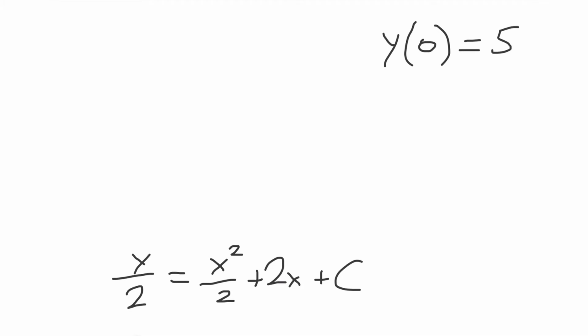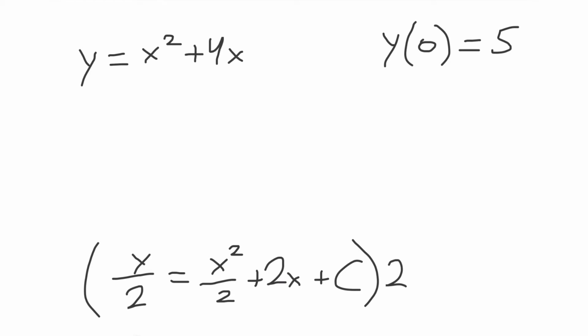Okay, so now we need to isolate y, and we can do that by multiplying by 2 on both sides. That'll give us y equals x squared plus 4x plus c. That's our general solution to this equation, now that we have y in terms of x, and we still have the c variable here that we now need to get rid of and find a value for, given the specific initial condition. So let's go ahead and do that.